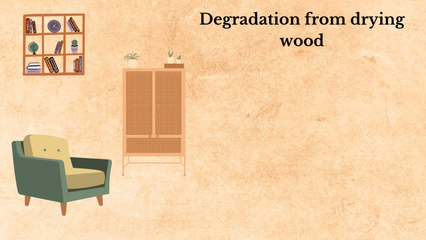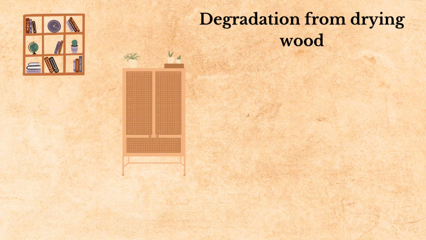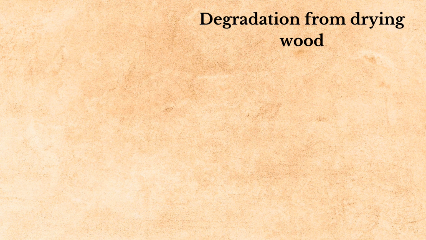Degradation of drying wood refers to the undesirable changes that can occur in the wood when it is subjected to the drying process. Proper drying is essential for using wood in construction, furniture making, and other applications. However, if the drying process is not carefully managed, it can lead to various forms of degradation that compromise the quality and the performance of the wood.